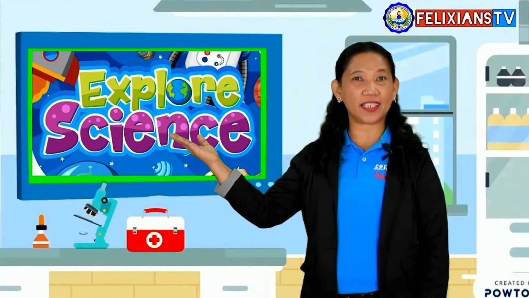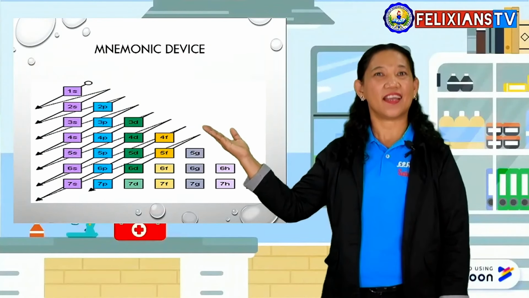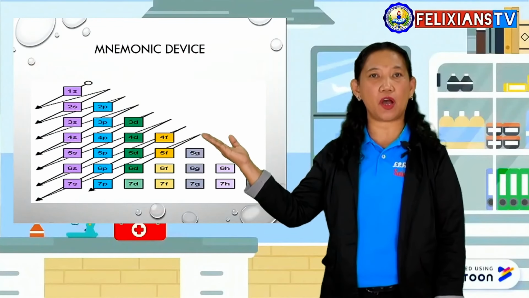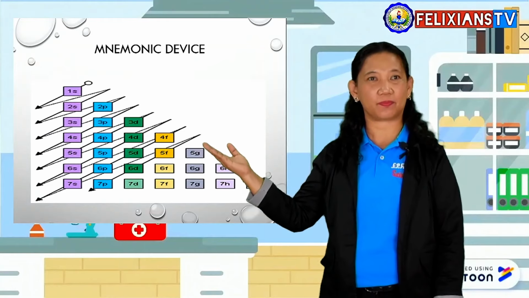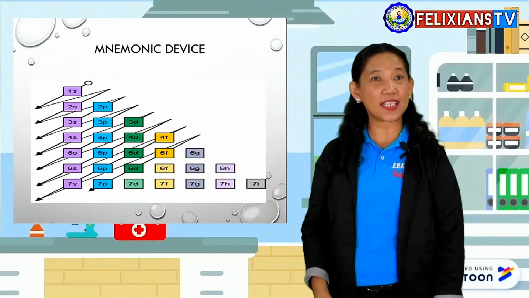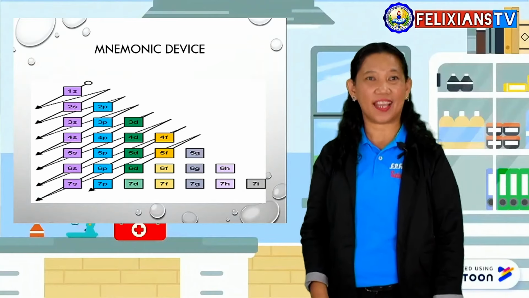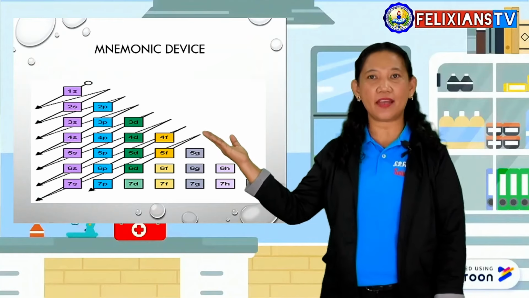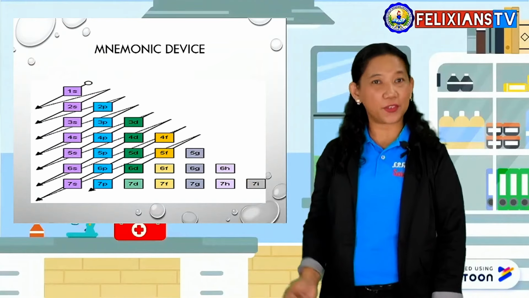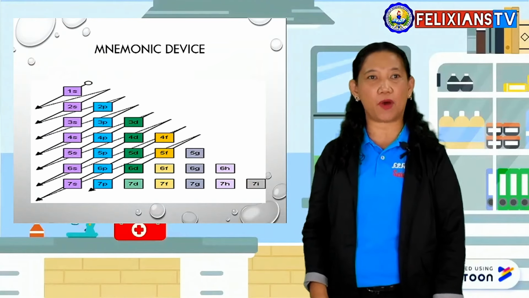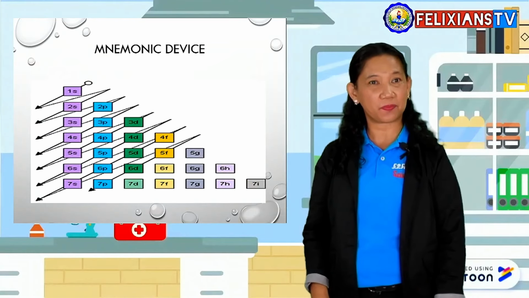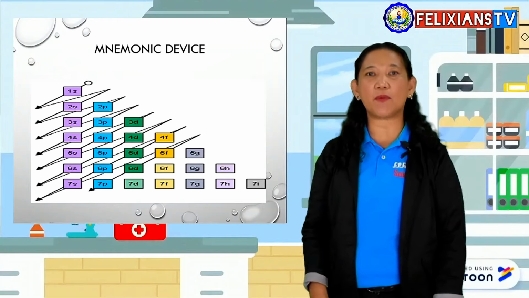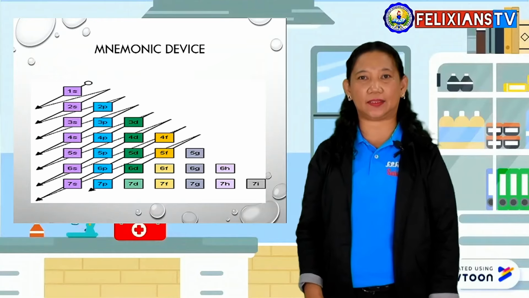This is our mnemonic device, which will help us in the distribution of electrons. What do you see? Yes, we have numbers, letters, and arrows. Are you curious now on how to use this mnemonic device? Let's have some more concepts to discuss.